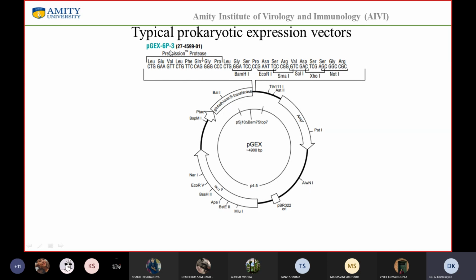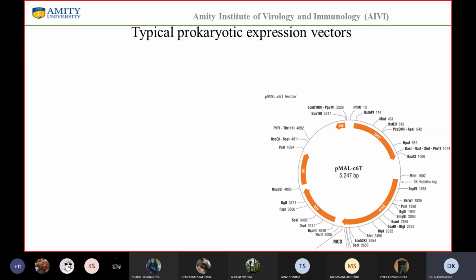So by the use of certain proteases, you can very selectively cleave this fusion protein so that the glutathione S transferase goes away and your protein of interest will be purified entirely. There are ways by which we can do this. We will discuss them in subsequent classes.